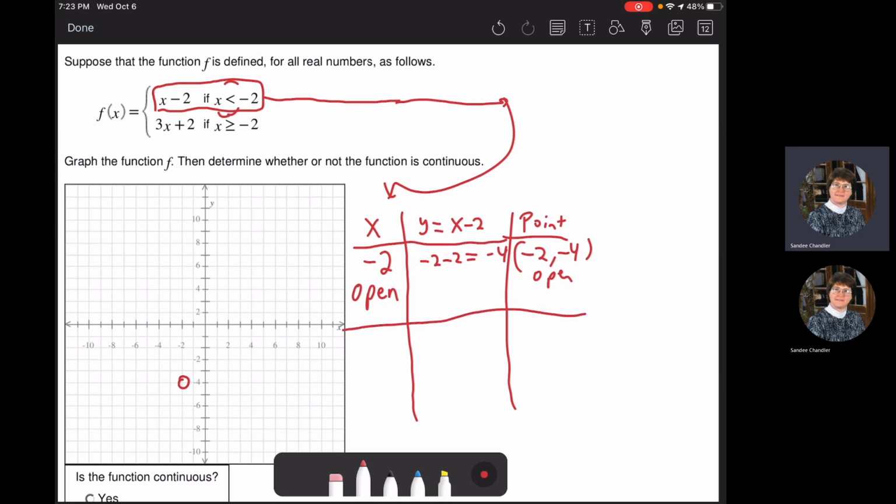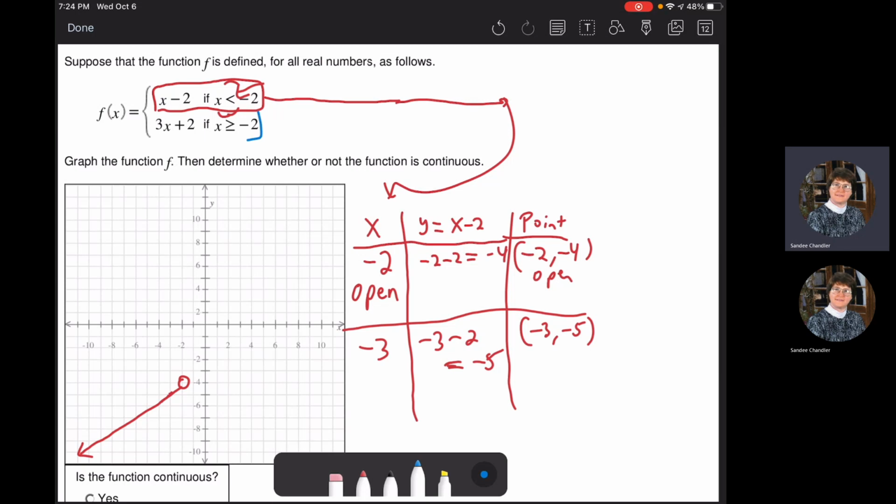Now we need to find something that is less than -2. Well, -3 is less than -2. Put that into our problem, and we get -5. So that gives us the point -3, -5. So now we're going to pick up the one-sided line that they give us, and this thing's going to go this way.